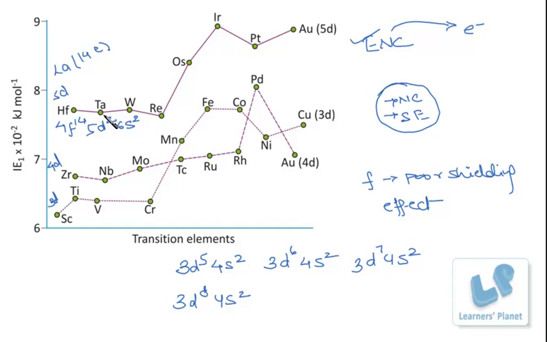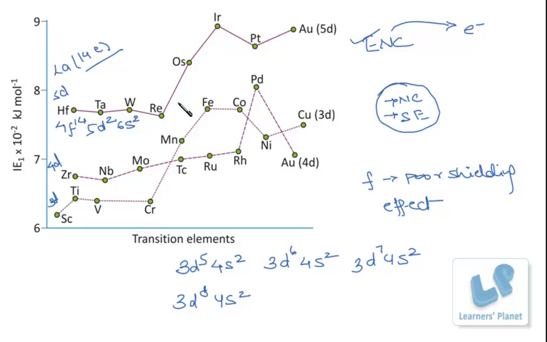So you can say that in the 5d series, after lanthanum, there are 14 elements, right? The electron enters into the f orbital. So due to the intervening f orbitals, what happens? The shielding effect decreases. As the shielding effect decreases, the effective nuclear charge increases. When the effective nuclear charge increases, obviously the ionization energy will increase.